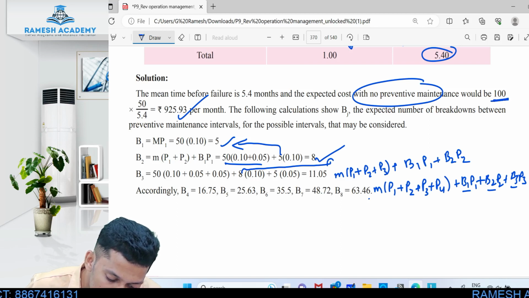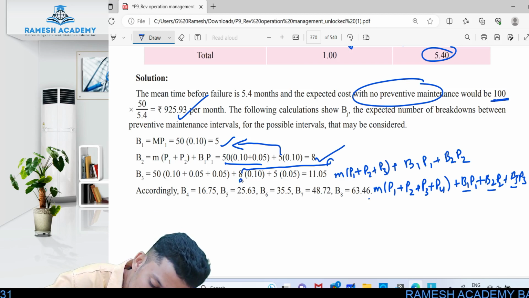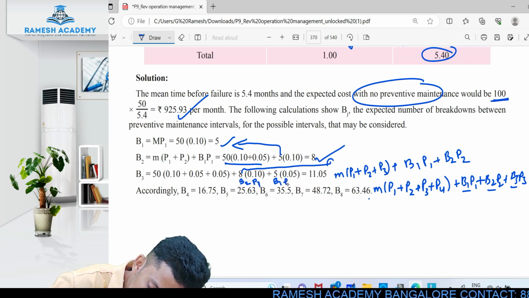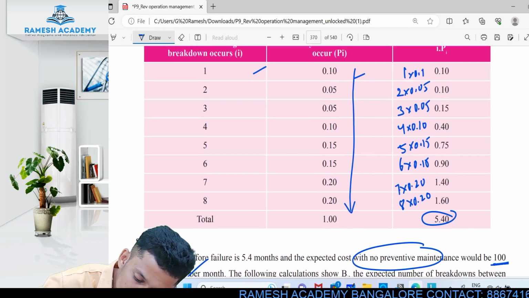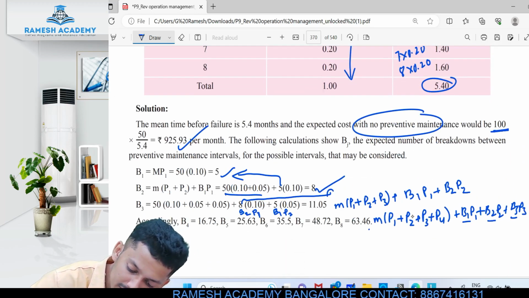Okay, yeah, B2 P1. Okay, next B1 P2. Yeah, okay, this is the way it is.